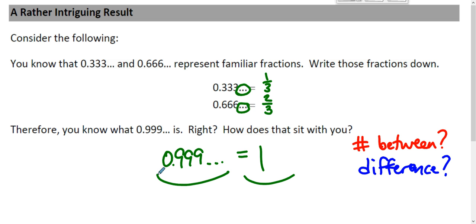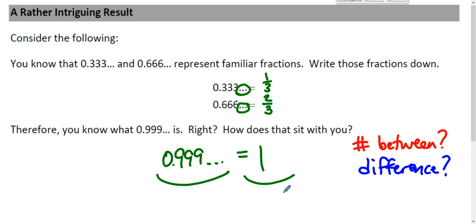So I want to stress that with you. It's not that this number is close to 1, and so we say it's 1. These two are different representations for the same exact quantity.